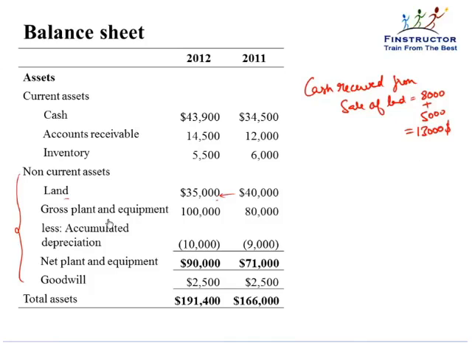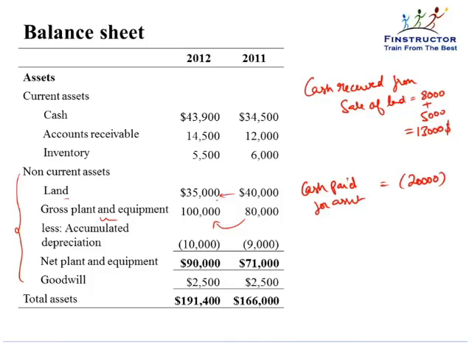I also see that gross plant and equipment has gone up by $20,000, and there is no information about any plant or asset disposal explicitly mentioned in the question or in the footnotes. So we'll conclude that we purchased equipment worth $20,000, which caused an increase in the gross plant and equipment. So cash paid for acquisition of asset is $20,000, which needs to be subtracted to get to the cash flow from investments.